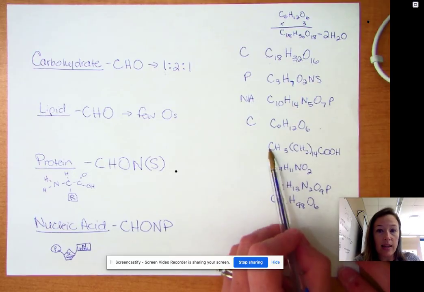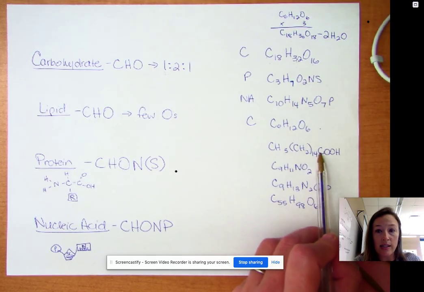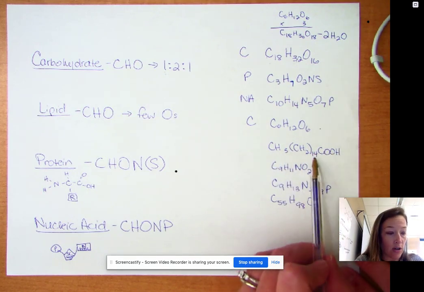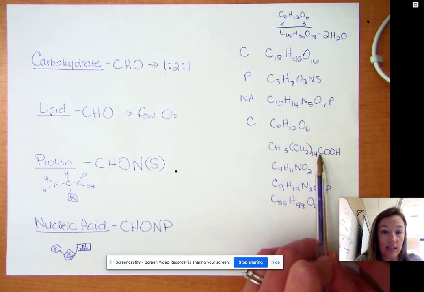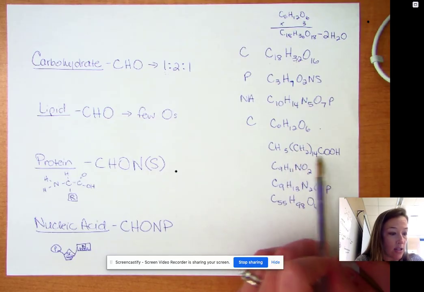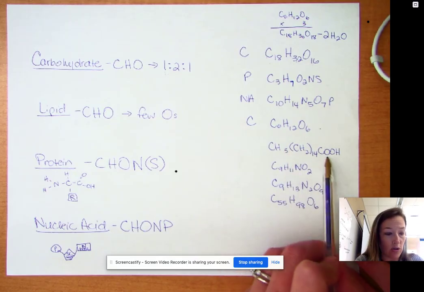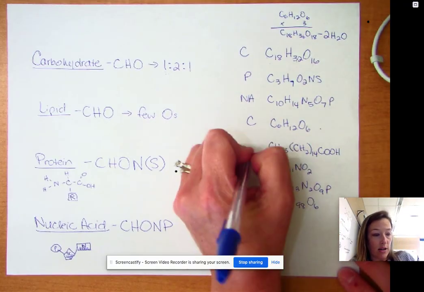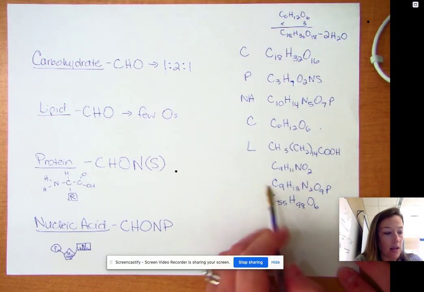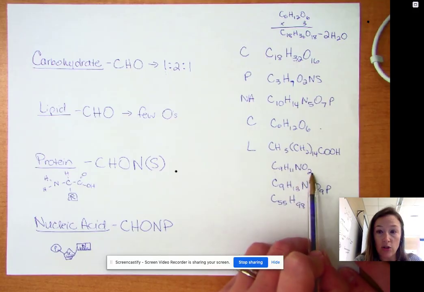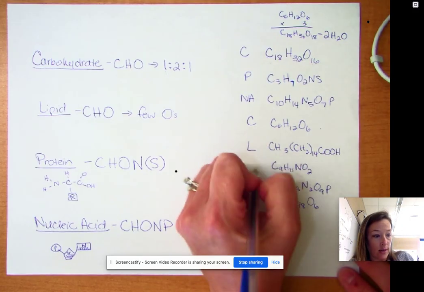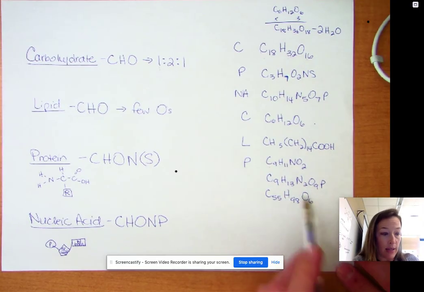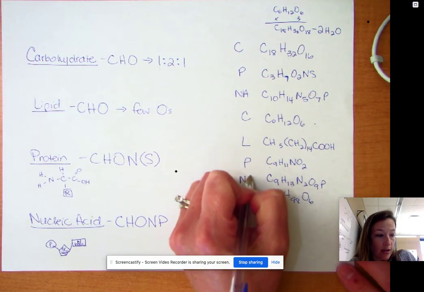Then this one, CH3(CH2)14COOH. You could add all that up, but we already know that we're going to have 14, 15, 16 carbons, 28, 29, 30, 31, 32 hydrogens, but only 2 oxygens. When you have huge differences in numbers there, then you know that that is a lipid. C9H11NO2, we see that C, H, O, N, so that's a protein. C9H13N2O9P, we see all 5, so we know that's a nucleic acid.